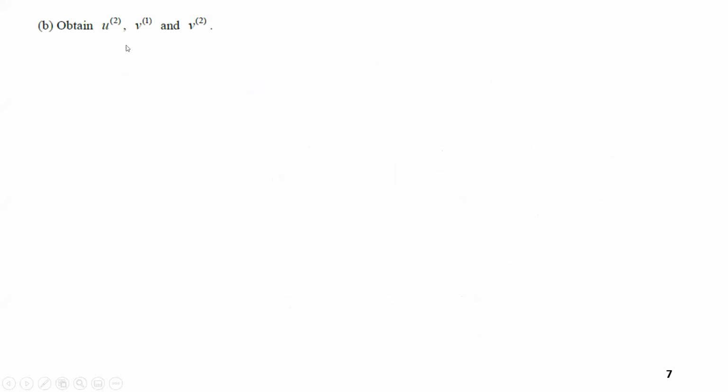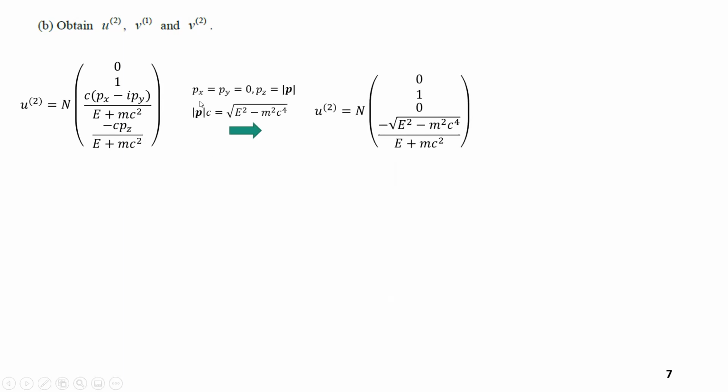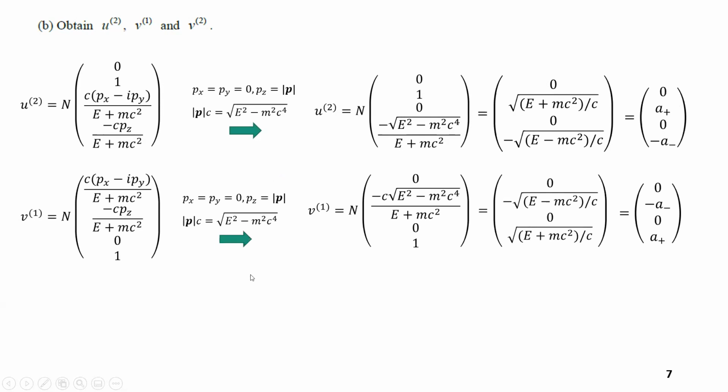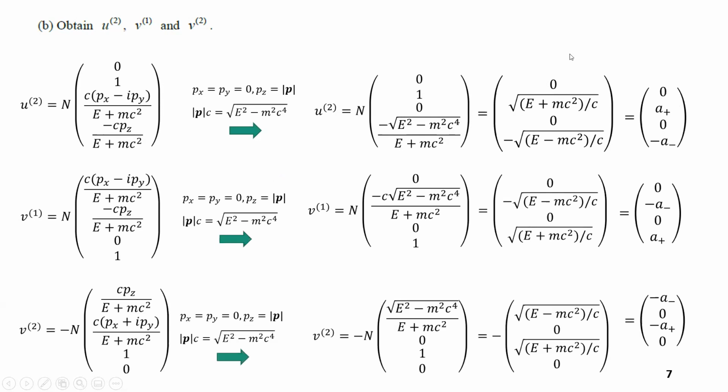And in part B, we do the same thing. So we just use the expression for U2 and we just make px, py to 0 and use the energy momentum relation. And lastly, we just substitute back the normalization factor. And the final answer is like this. And it's almost the same for V1 and V2, so I won't repeat it once again here.